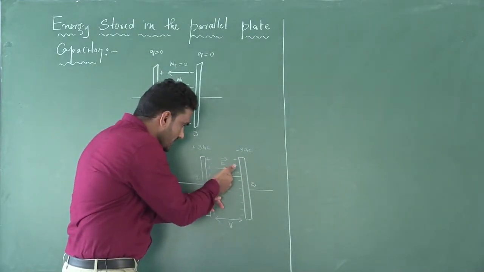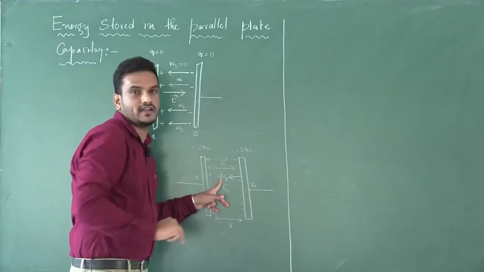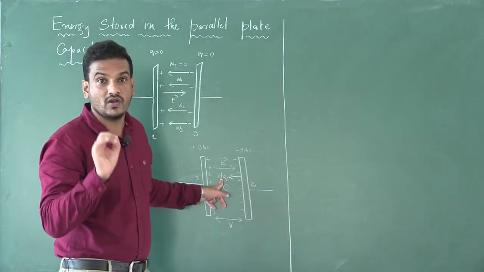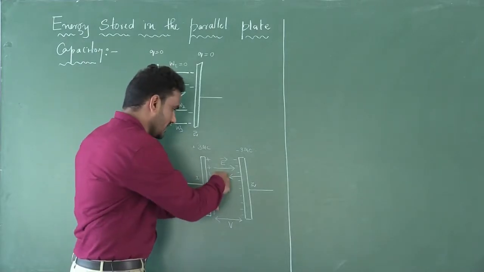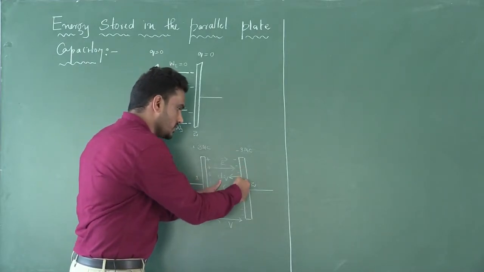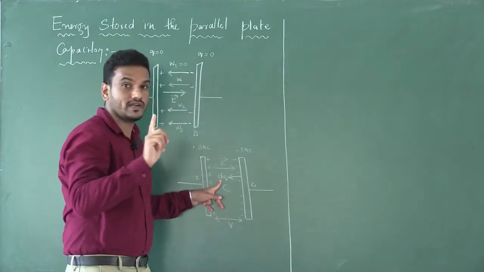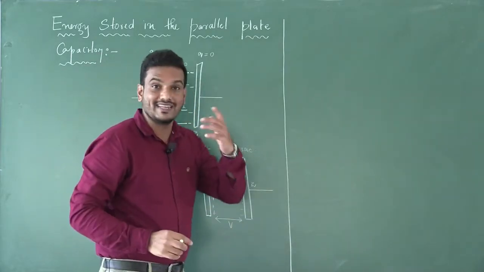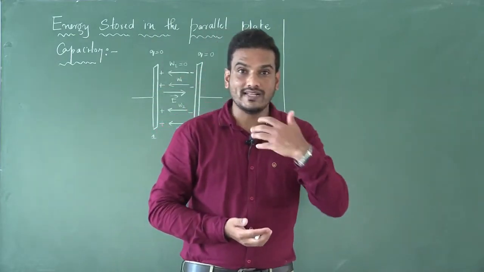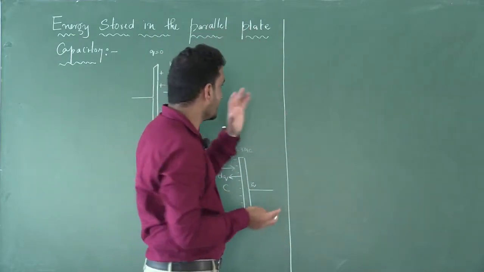Against this, what is there? There is an electric field. So what is required? Work done is required to transfer a charge of dq from plate 2 to plate 1. Then what is the potential at any instant while charging the capacitor? Let's see the expression.